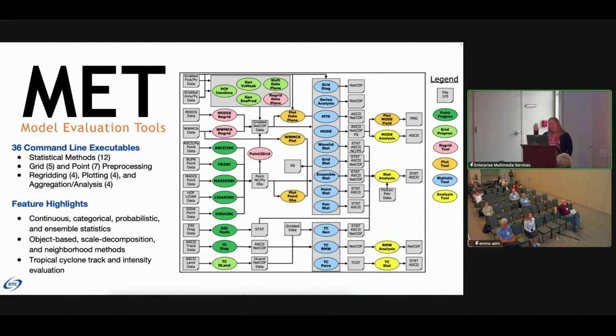But I want to orient you to the bottom part of the diagram, where we have a number of different TC tools. For the purpose of this talk, I'll be focusing on just 4 different tools that we've added into this framework: TC-Pairs, TC-Stat, RMW, and RMW analysis. But I also wanted to bring up that there's a number of other tools that are looking at continuous and categorical, probabilistic, ensemble statistics. We also have object-based. There's a whole slew of things that are relevant to TC forecasts that I'll be mentioning as I get into the later part of this talk.